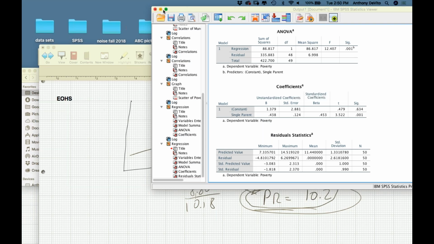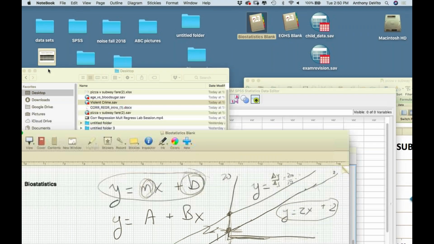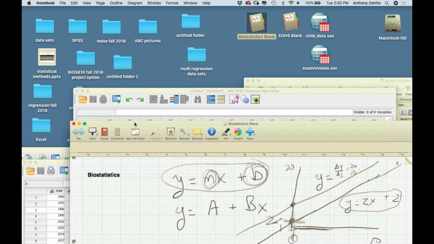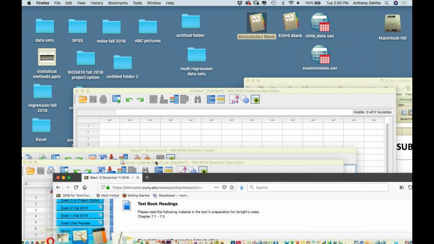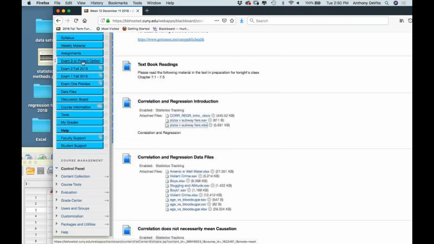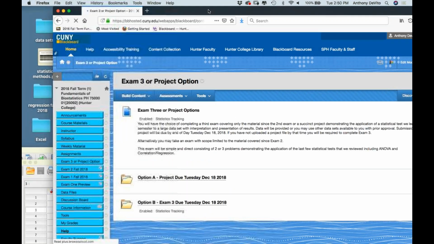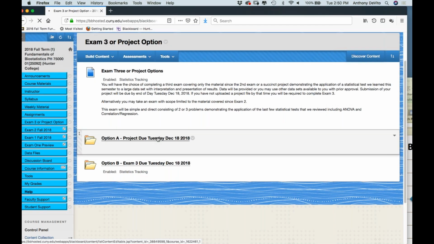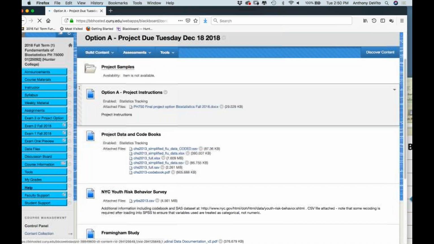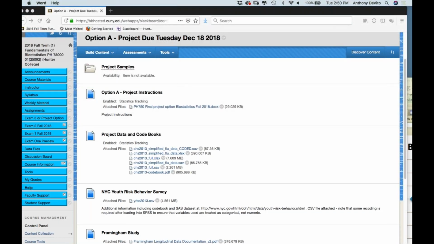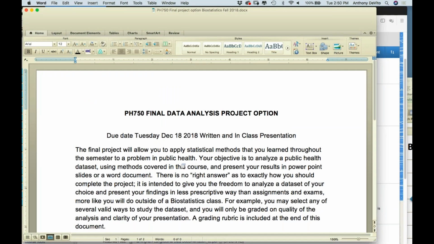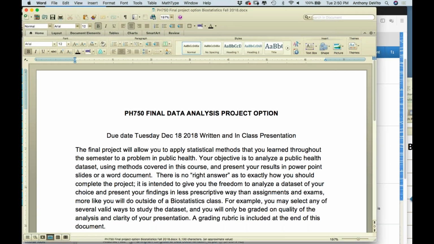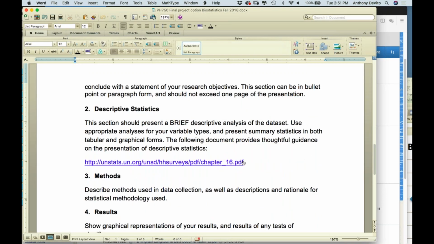Okay, we're back on. So let's take a look at the data sets that we have for the project and what the project consists of. Okay, here we go. On the project, what we're trying to emulate is a poster presentation.